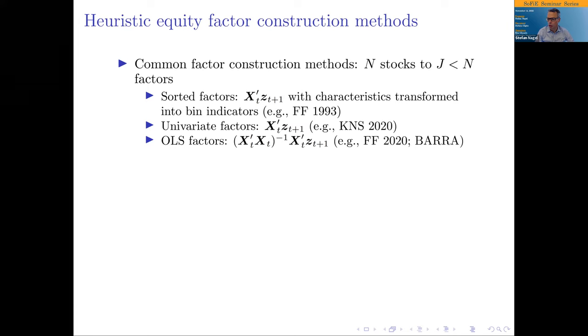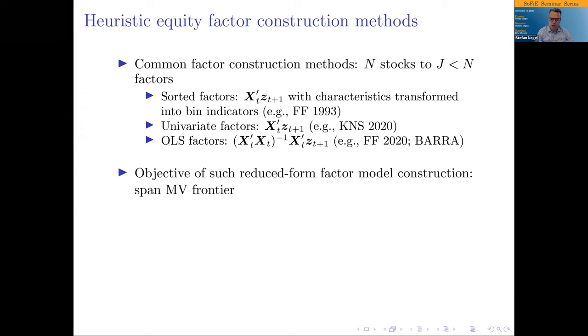And what's the objective of these reduced form factor models? It's basically to try to find factors that span the mean variance frontier, or equivalently span the SDF. And everything we're going to talk about today is going to stay within this reduced form factor model approach. So there's going to be nothing about what the economic motivation is for these factors, the economic reasons for risk premia and all that. We're going to stay purely within this reduced form factor model approach, trying to talk about whether factors span the mean variance frontier or not, and under which conditions they do it.